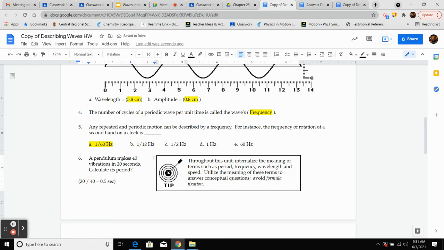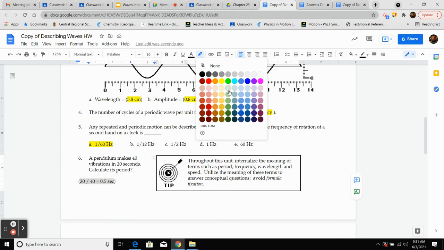Well, frequency is the number of cycles per second, right? So it'd be 40 divided by 20. So the frequency would be 2. And since period is the inverse of that, if you did 1 divided by 2, that equals 0.5. This is just the shorter way of doing it. Gotcha.